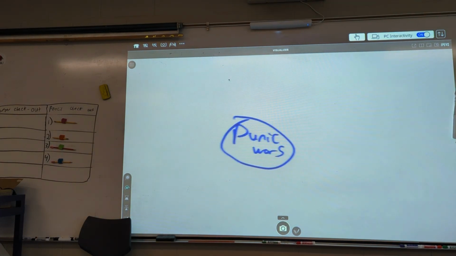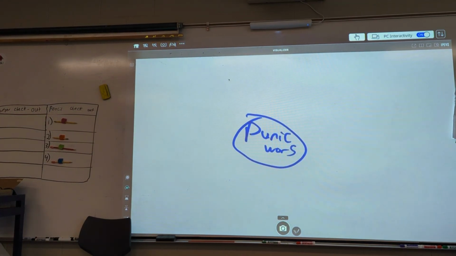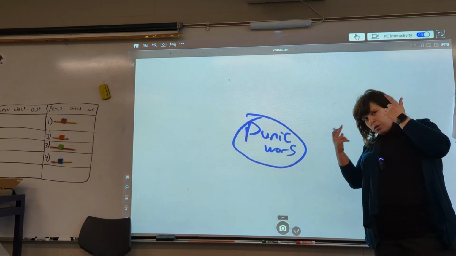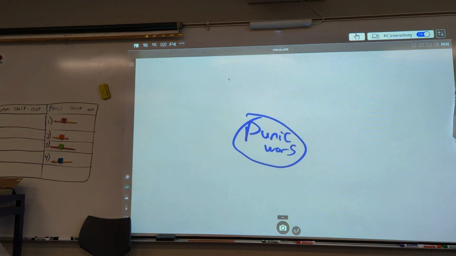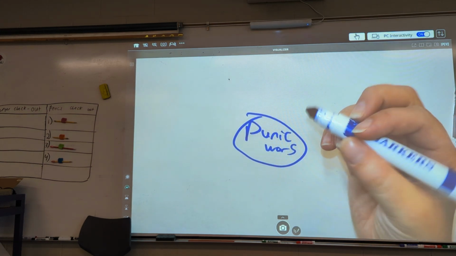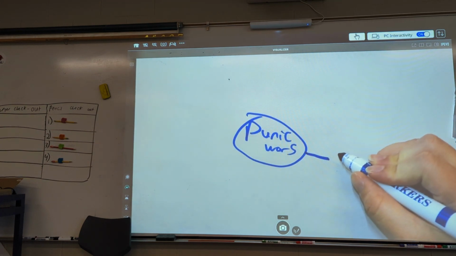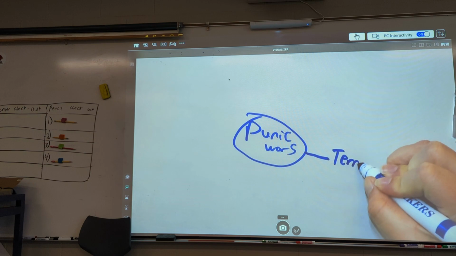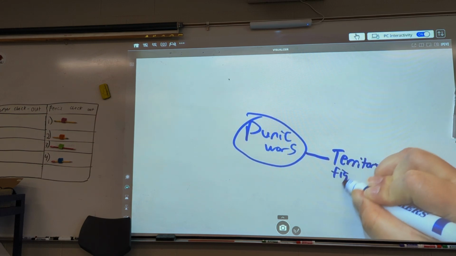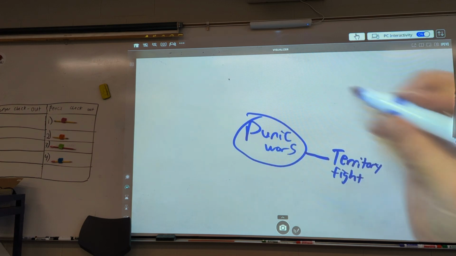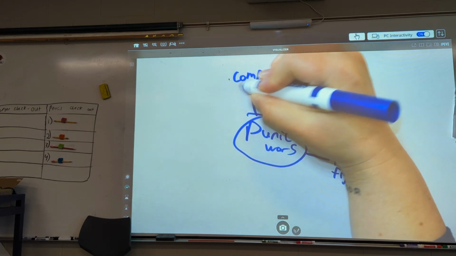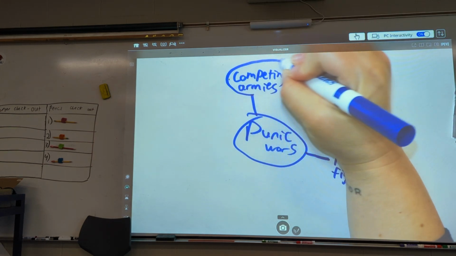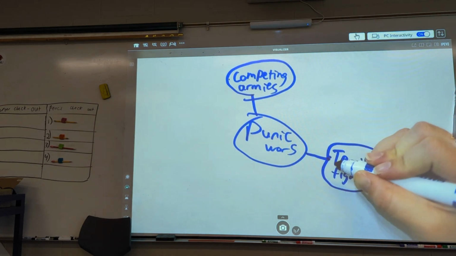Now, if you pretend that we still have all our notes in front of us, those would serve as our documents, but right now we're going to reference our memory. We have the Punic Wars here. Now we need to come up with some general bubbles based on the Punic Wars, something that gives us a category, nothing specific. So for two, I may put territory fight, and then over here, competing armies. Not terribly specific, right? These are just categories. That's what the general bubbles are.